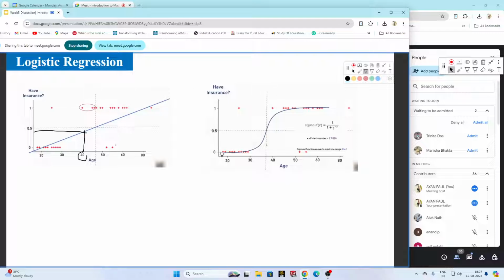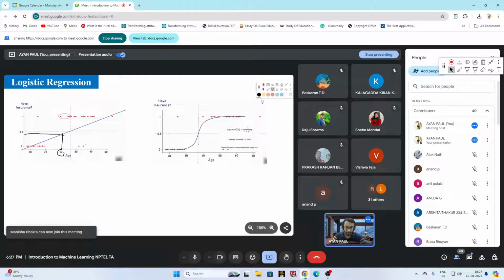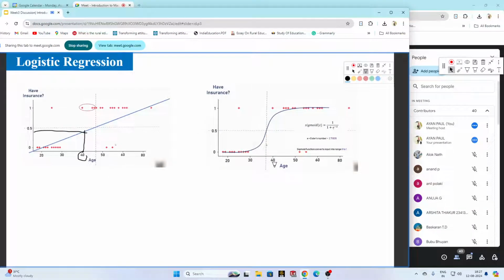But if we put an S-shaped curve in place of a straight line, you can see the data points fit very well. Okay, so this is known as logistic regression.